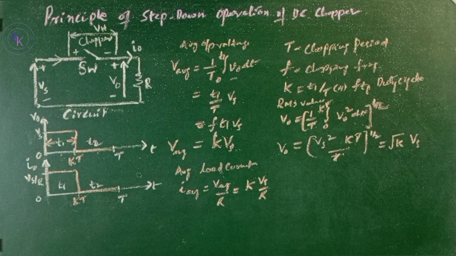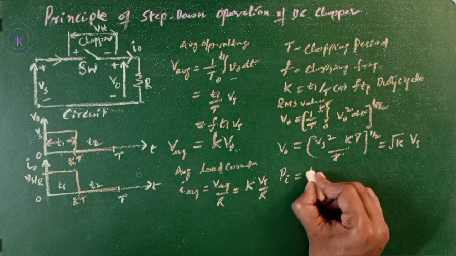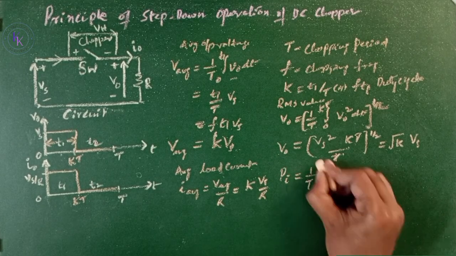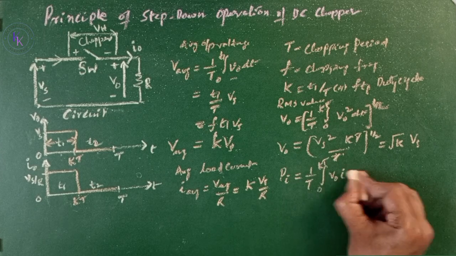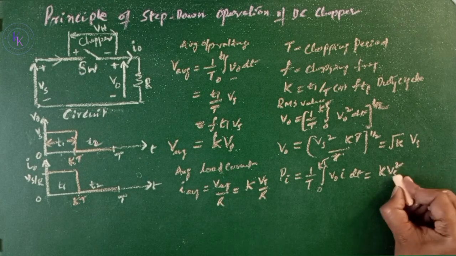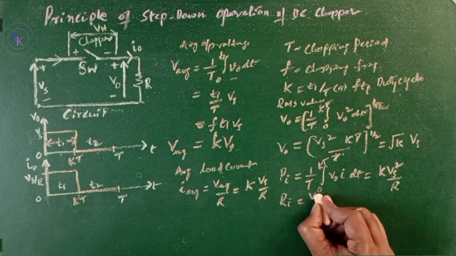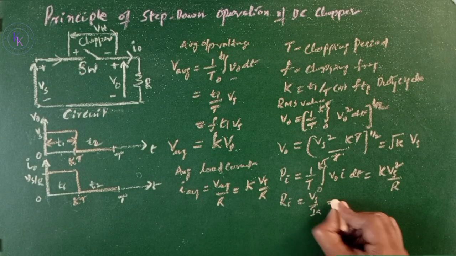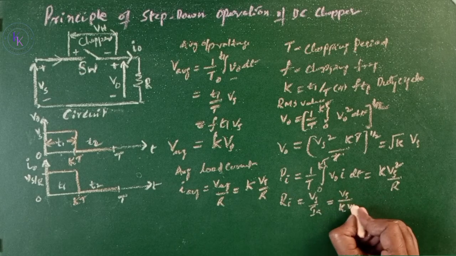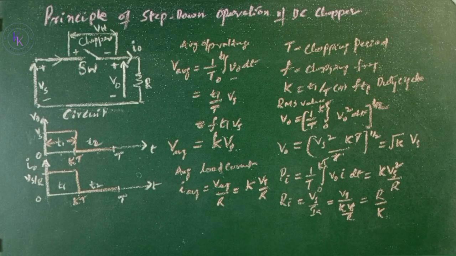Assuming a lossless chopper, the input power to the chopper is the same as the output power. Then the Pi is equal to the input power, 1 by T integral 0 to kT of V0 I dt, which equals k Vs squared by R. The effective input resistance seen by the source, Ri, equals Vs by Ia, that equals Vs by k Vs by R, which equals R by k, where k is the duty cycle.